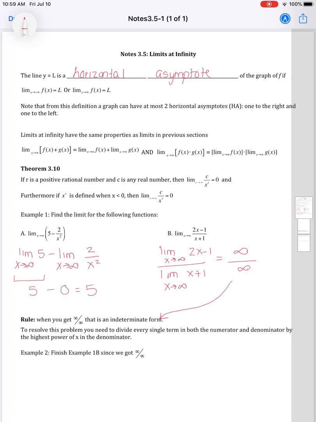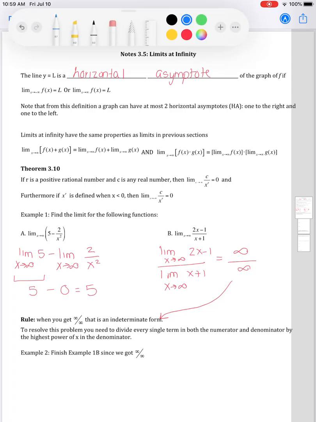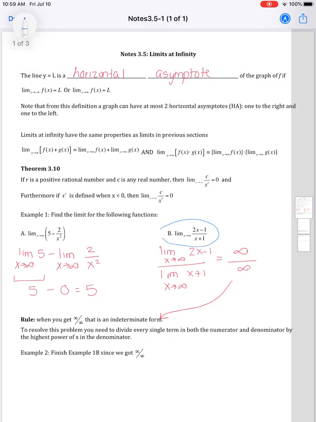And now that's going to apply down here, because we have a rule. When we get infinity over infinity, that's called indeterminate form, but it does not necessarily mean that the limit does not exist. So to resolve this problem, you need to divide every single term in both the numerator and the denominator by the highest power of x that is in the denominator itself. So we're going to finish example 1b since we got infinity over infinity.